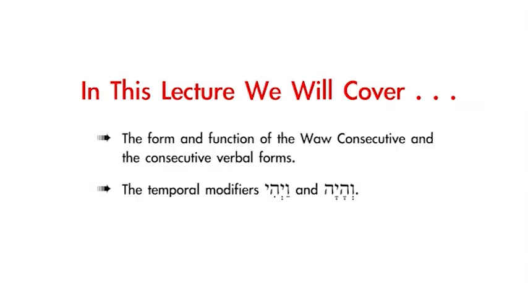Welcome to the lecture for Basics of Biblical Hebrew, Chapter 17, the waw consecutive. In this lecture, we will cover the form and function of the waw consecutive and the consecutive verbal forms, and the temporal modifiers, wayhi and wehaya. In this chapter, we're going to basically cover 2 special uses of the perfect and imperfect conjugations, the consecutive use.